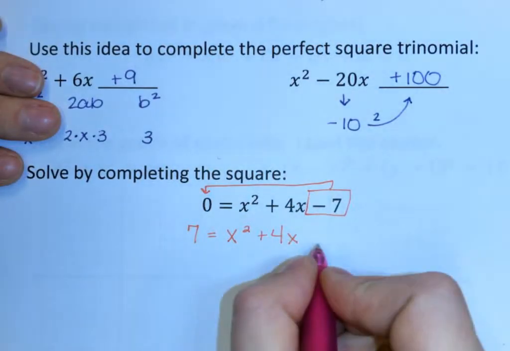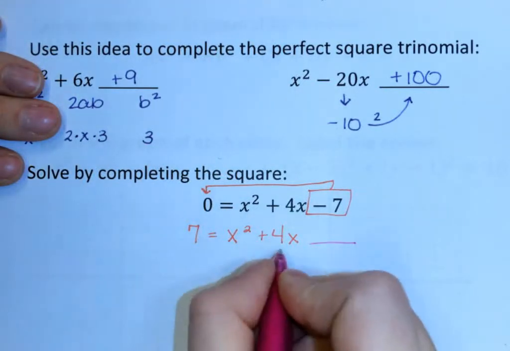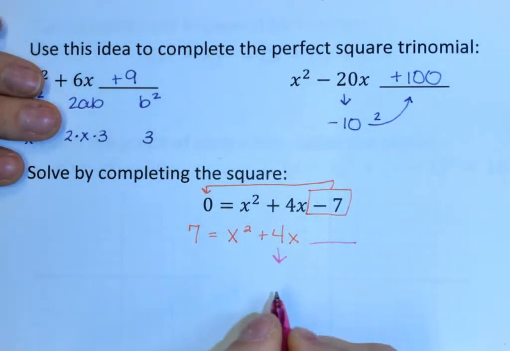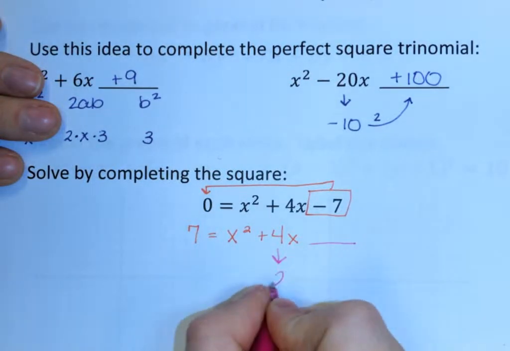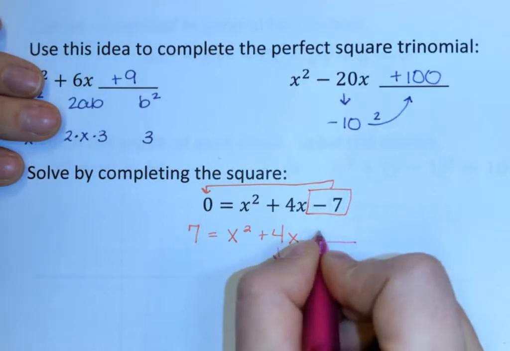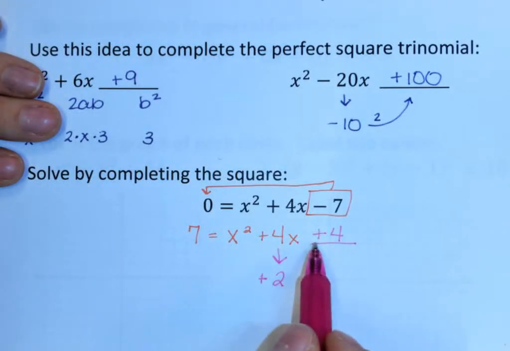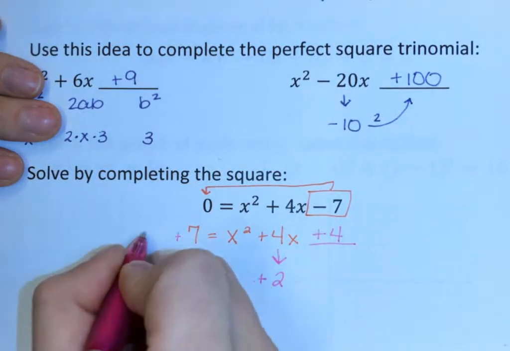Now I need to figure out what term is going to go there. Not 2, 4. Because half of this is 2, and it's a positive 2. 2 squared is 4. I just added that 4 to the equation. So to keep it balanced, what do I need to do? I need to add 4 to the other side.